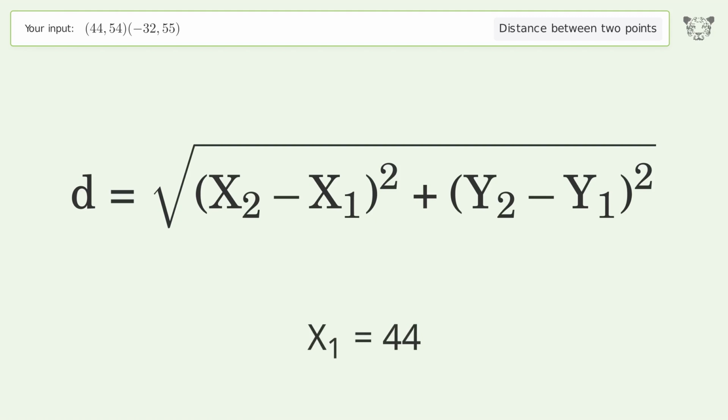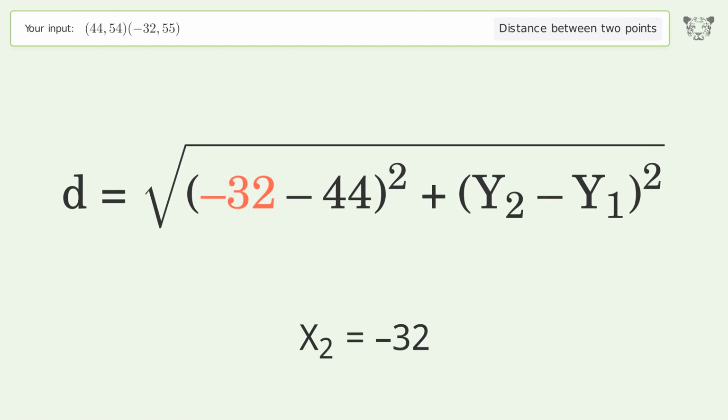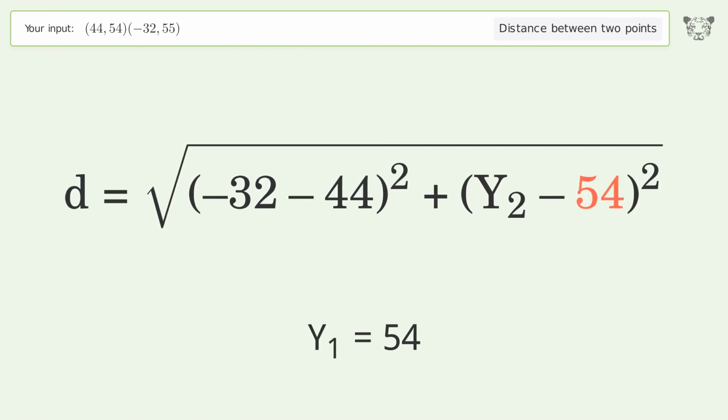x1 equals 44. x2 equals negative 32. y1 equals 54. y2 equals 55.